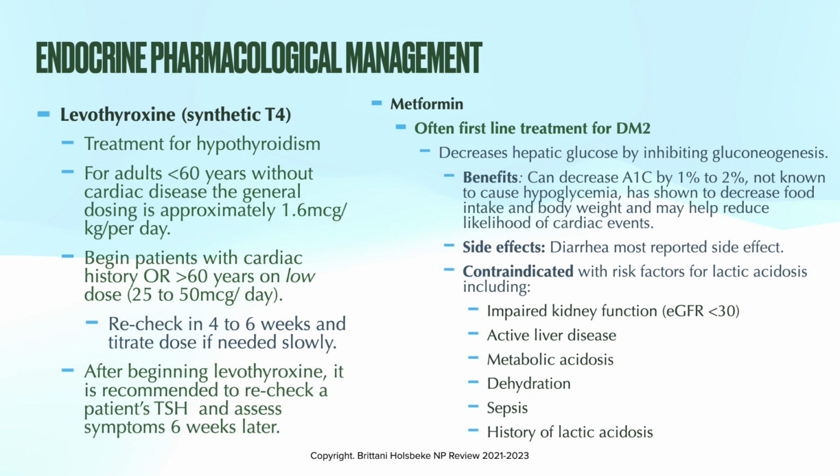After beginning the levothyroxine, it's recommended to recheck your patient's TSH and assess their symptoms 6 weeks later. Their symptoms are expected to improve about 2 to 3 weeks after medication use, but it can take up to 6 weeks really for their TSH to correct. And then once a normal TSH is reached, we can repeat their TSH only one time a year. That's all the literature says that we need to be doing, is repeating that TSH once a year once we've reached that desired TSH level.